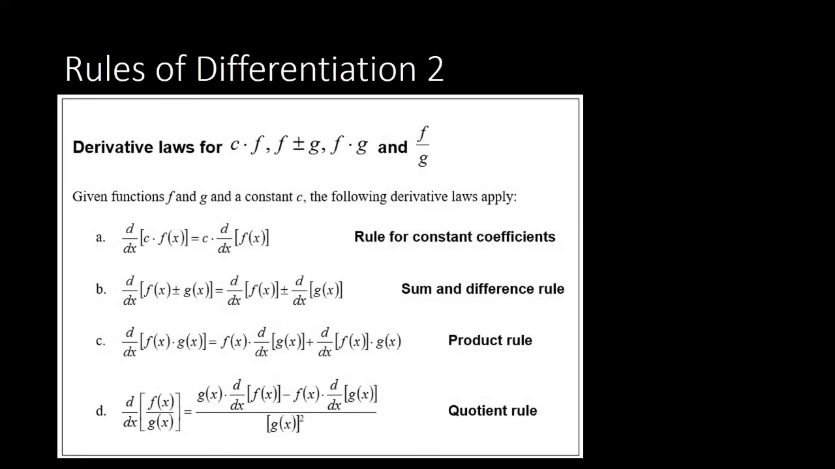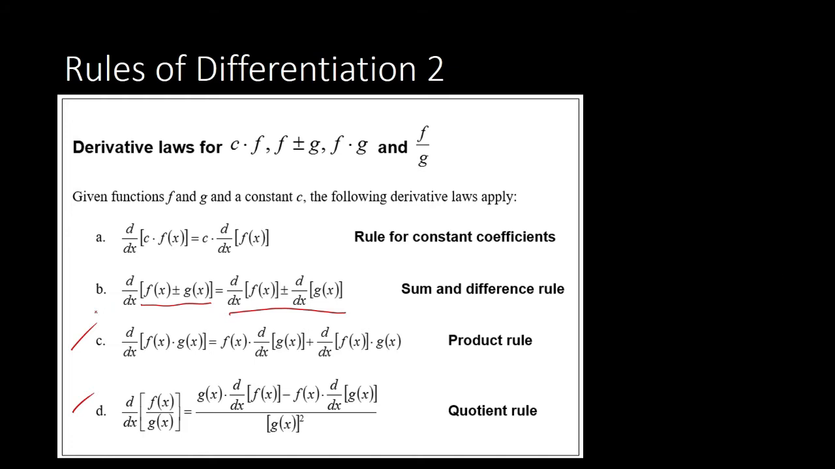Rules of differentiation part 2. Some of this we presented in our first set of rules. Rule 4, constant coefficients: d over dx of c times f of x is equal to c times d over dx of f of x. The derivative of the sum or difference of two differentiable functions is equal to the sum or difference of their derivatives. So this is our addition. This is our new set of rules to get the derivative of functions.